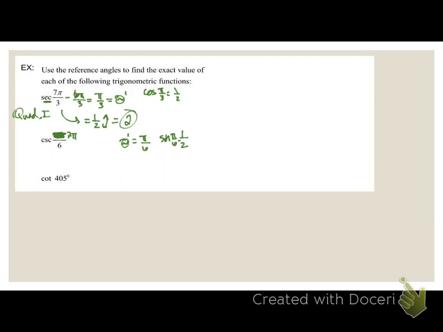Now, what quadrant are we in? 7 pi over 6 puts us in quadrant 3. And in quadrant 3, a smart trig class says that tangent is the only guy that's positive there. Right? So that means that sine of 7 pi over 6 is going to be negative 1/2. And to get cosecant, we flip that over. So cosecant is going to be negative 2. All right?